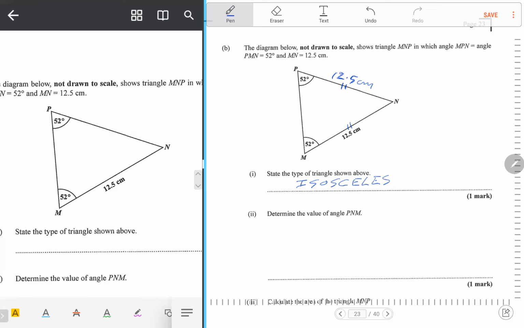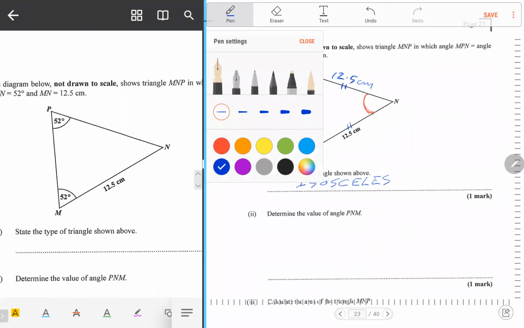Next part, determine the value of angle PNM. That's this angle here. Let's do that angle in red. That's easy. It's an isosceles triangle, and you know those two. The total angle in the triangle is 180, so this angle is 180 minus the sum of those two.